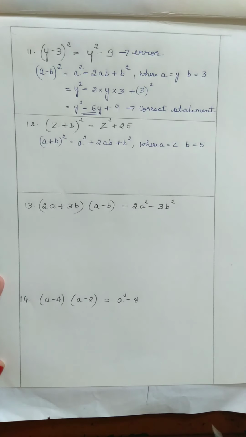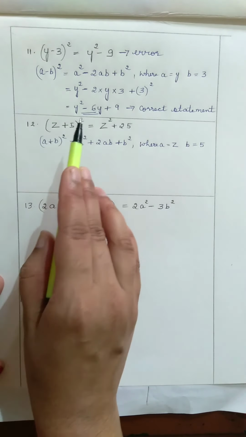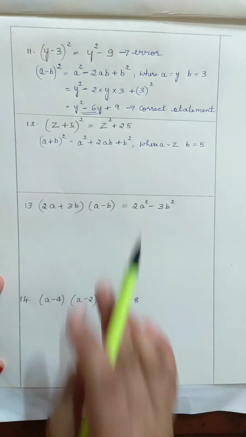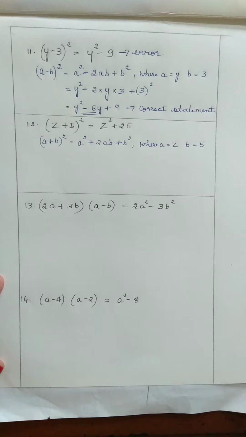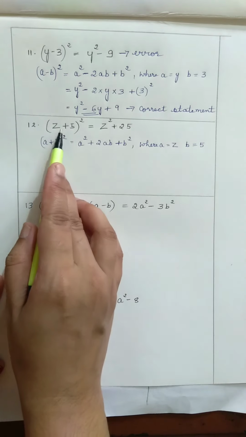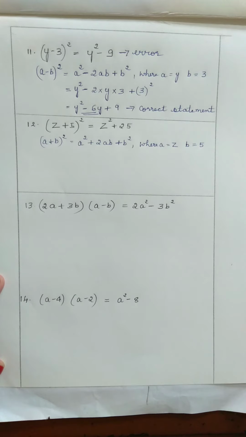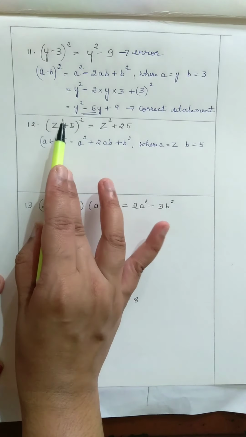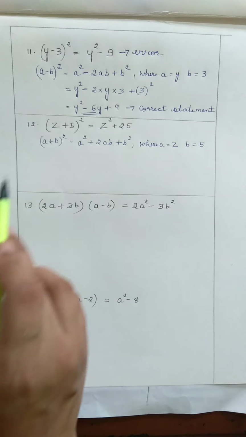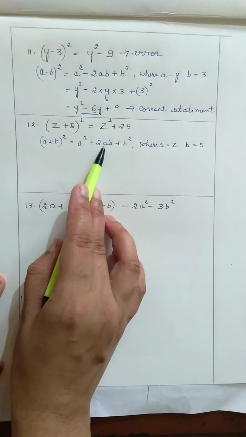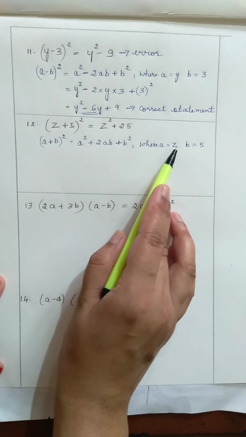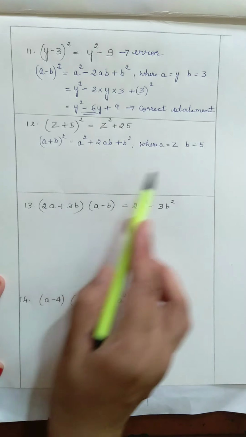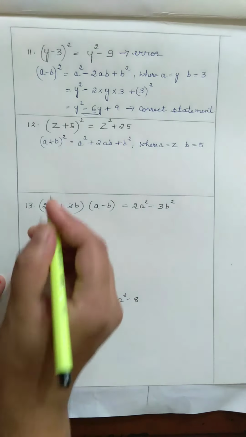Consider the 12th problem, in which we have (z + 5) whole square is equal to z square plus 25. Let us check whether this is correct or wrong. So consider the LHS of the equation. We have (z + 5) whole square. So in comparing the identities to this equation, we have an identity (a + b) whole square. This (z + 5) whole square is of the form (a + b) whole square is equal to a square plus 2ab plus b square, where the value of a is z and the value of b is equal to 5. So let us substitute these values in the given equation.